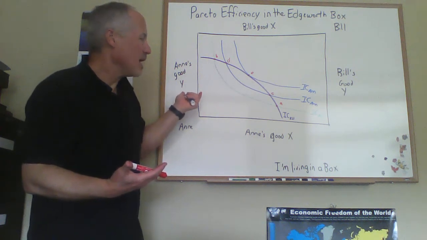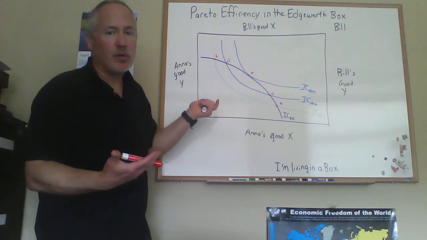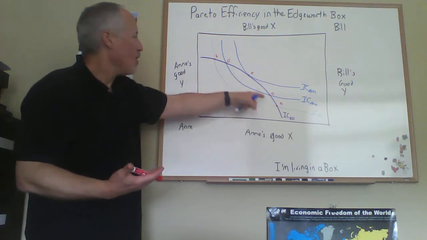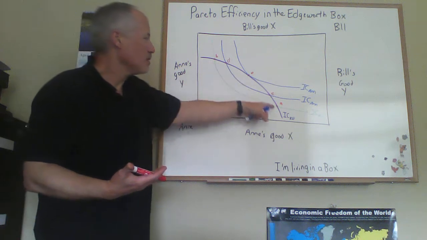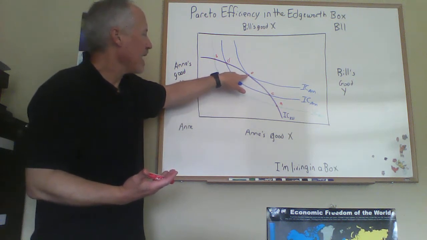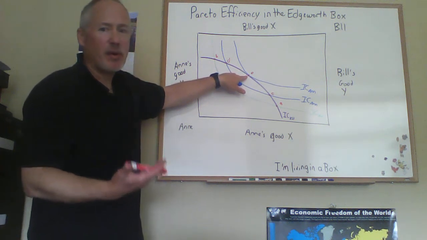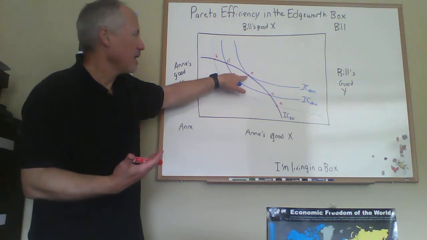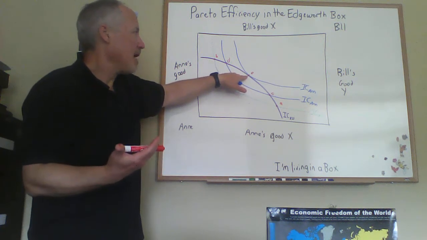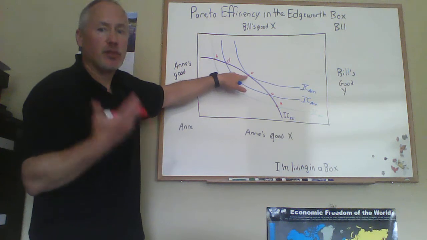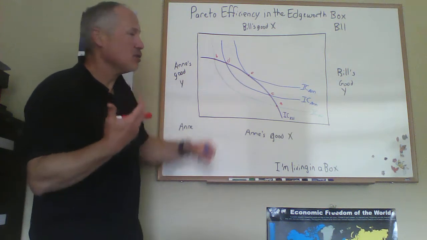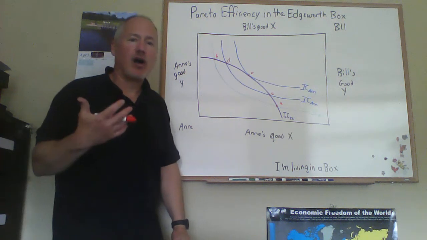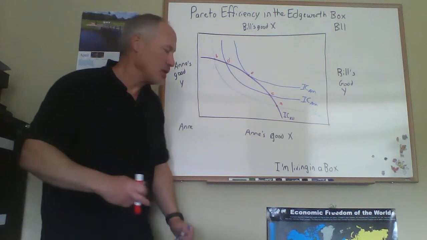And we know if we're staying on Bill's indifference curve, we're not making Bill worse off. So of all these points on Bill's indifference curve, the one that makes Ann best off is at point E, where these indifference curves are tangent. That means that point E has to be Pareto efficient, because again, if we're at point E, there's no way we can make Ann better off without making Bill worse off.